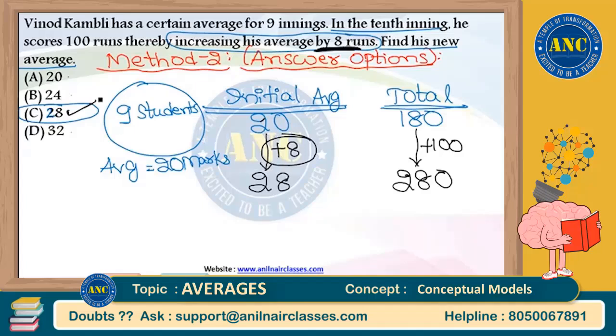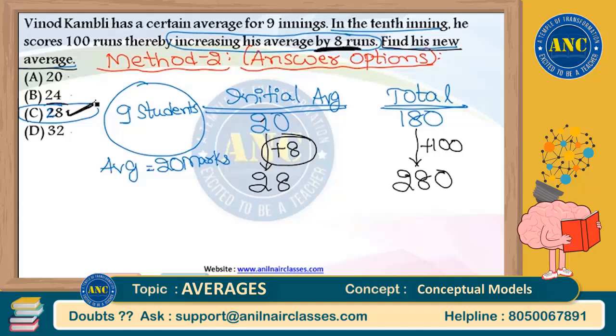Vijay, once again, now see here. I am going with the answer options, sir. I am assuming that the third option is correct. I am directly jumping onto the correct answer in this case. Now, this is my assumption. The question is to find the new average. I am taking the new average as 28.